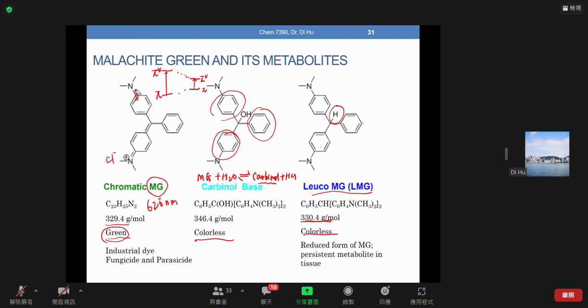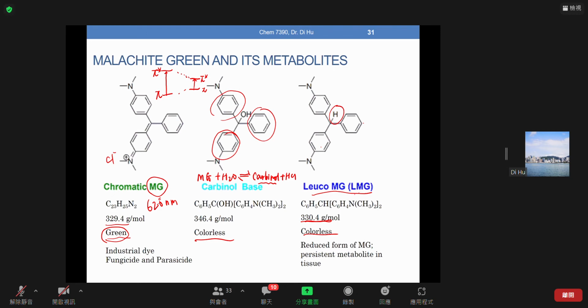Why? Say, the malachite green in its carbinol form gets into the cell, and then once it gets into the cell, it metabolizes into leucomalachite green. So it's found that the leucomalachite green can persist in the fish tissue. None of the malachite green has degraded, because the lifetime for malachite green staying in the fish is probably just 2.8 days, but for leucomalachite green it can be much longer.